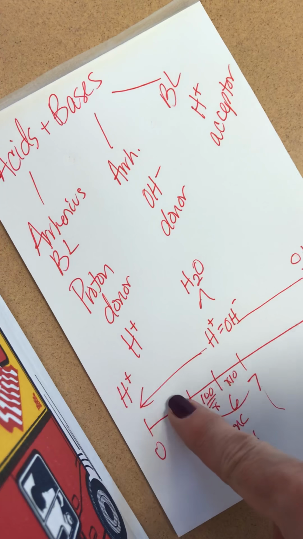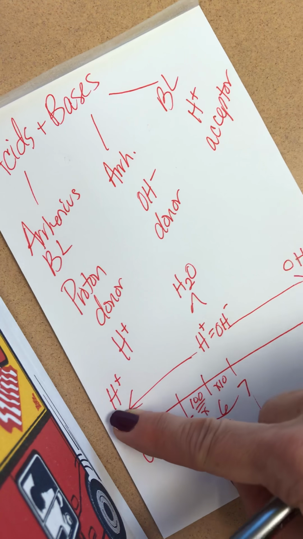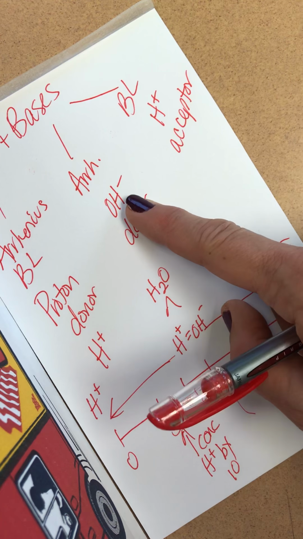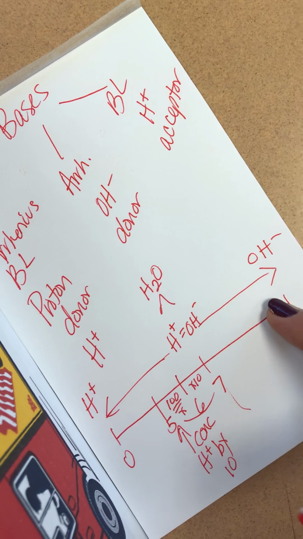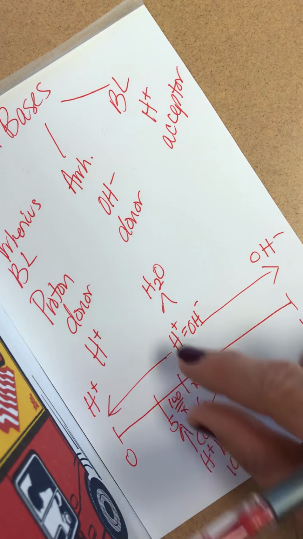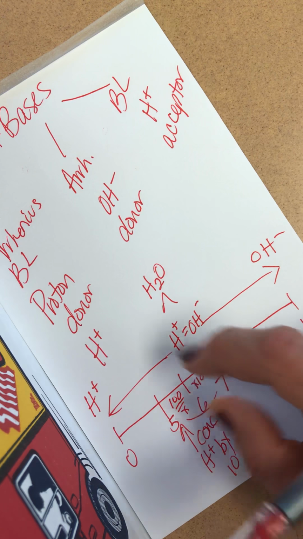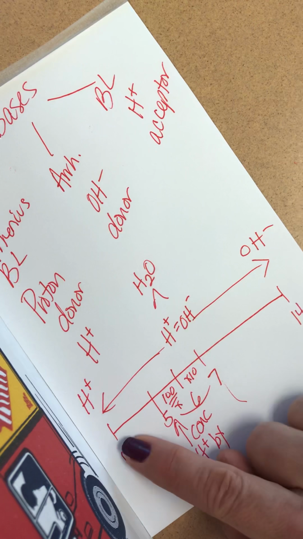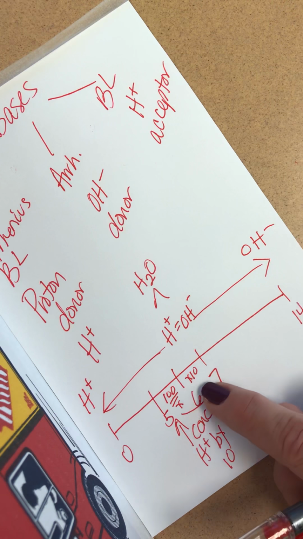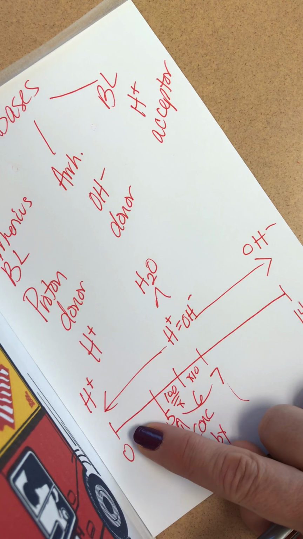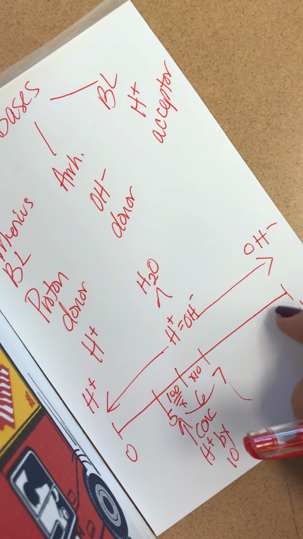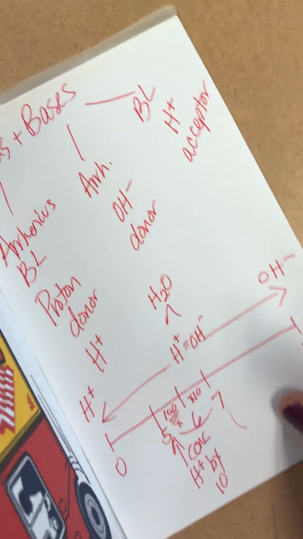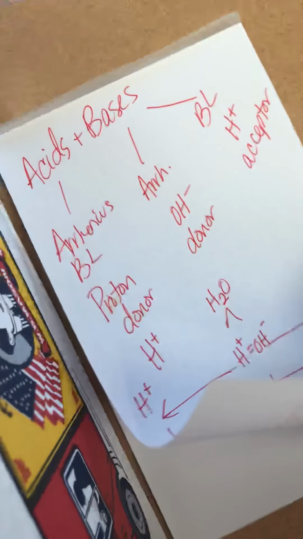An acid adds H+, so it goes further down the scale, and a base either adds OH's so that it goes up the scale, or it takes away H+. And if you take away H+, you're going to be going this direction. So this is the acid end, this is the base end. If you have something beneath 7, it is an acid. If it is over 7, it is a base. Other things about acids and bases.